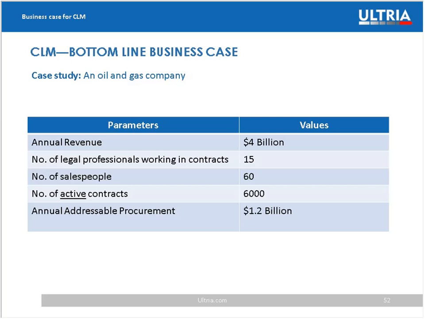Let's take a somewhat larger company. In this case, let's take an oil and gas firm. If I'm looking at $4 billion in turnover, so maybe this is oil and gas services, right? Someone who's in oil field service, pop a hole kind of work. I may have 15 folks in legal who are focused on contracts. By the way, I probably have another 15 that are focused on rights management or something else, but let's just say 15 on contracts. And I've got a 60 salesperson organization with 6,000 active contracts and an addressable procurement spend of about $1.2 billion, which is not a bad ratio for a $4 billion sales organization. Let's see where we can maybe save some costs.